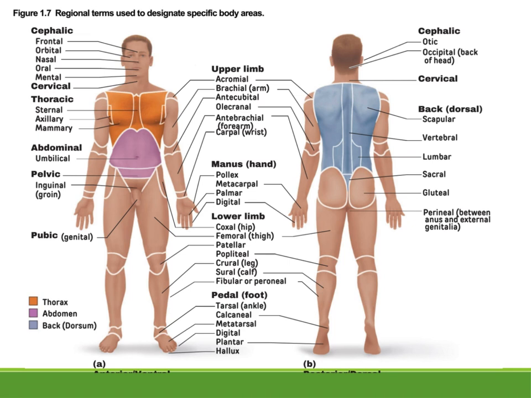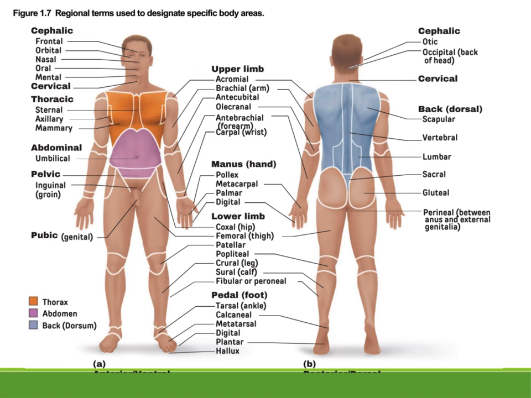And then last but not least, we have pedal, or the foot. That is tarsal, which is your ankle. Also, the tarsal bones are there. Calcaneal for the back of your foot, your heel specifically. Metatarsal is the top of your foot. Digital is your toes. Plantar is the bottom of your foot. And hallux is your big toe.